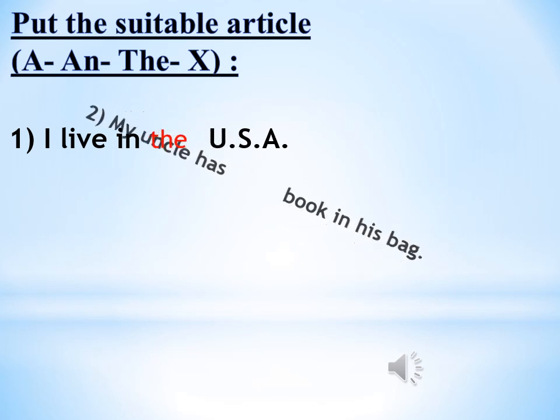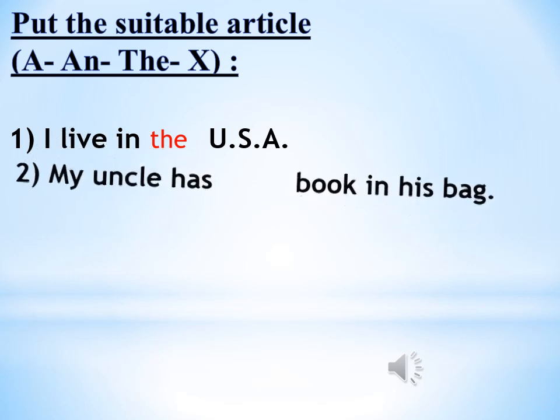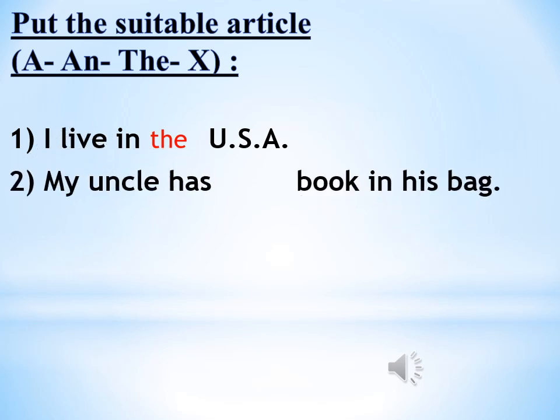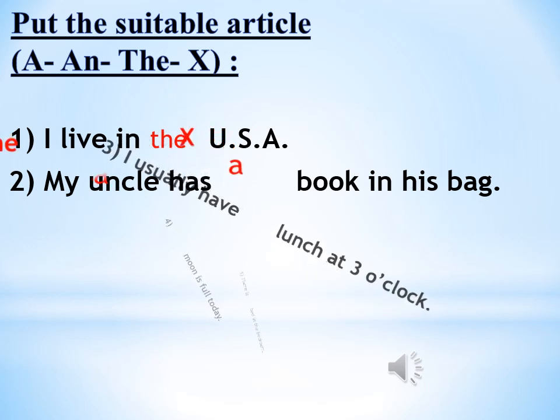Number 2, my uncle has a book in his bag. Here, let's see, book. I'm not talking about a specific book. So we have to put a or an or the or no article. Here you have a singular noun and I'm not talking about a specific book. So the answer is my uncle has a book in his bag.